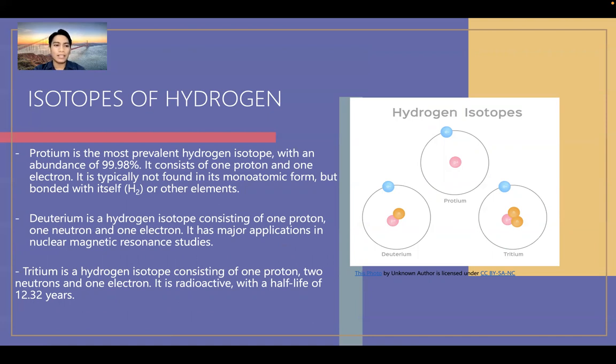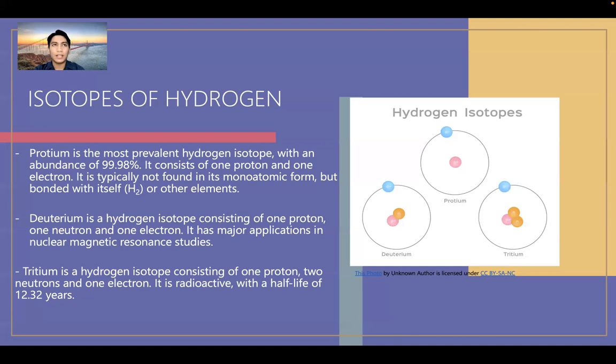Its abundance is 99.98%. One of the reasons for this is that the nucleus in this isotope consists of a single proton. This proton has at no time been reported to decay. The mass of protium is 1.00782 AMU. Hydrogen is generally combined with other atoms in compounds and usually found as H2, as a diatomic molecule, like what I said earlier.